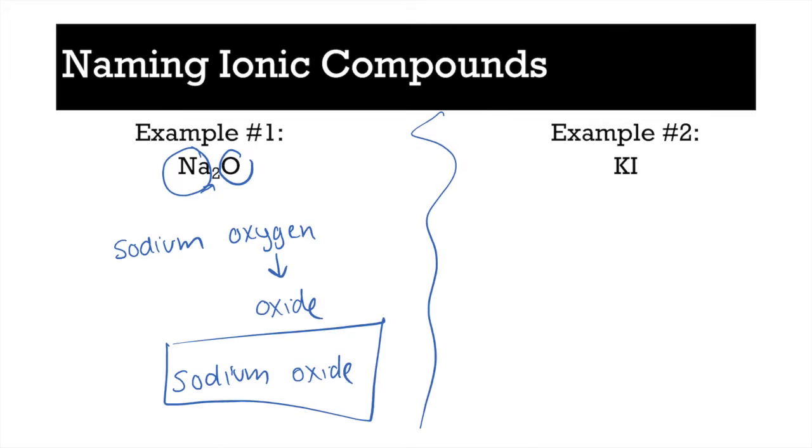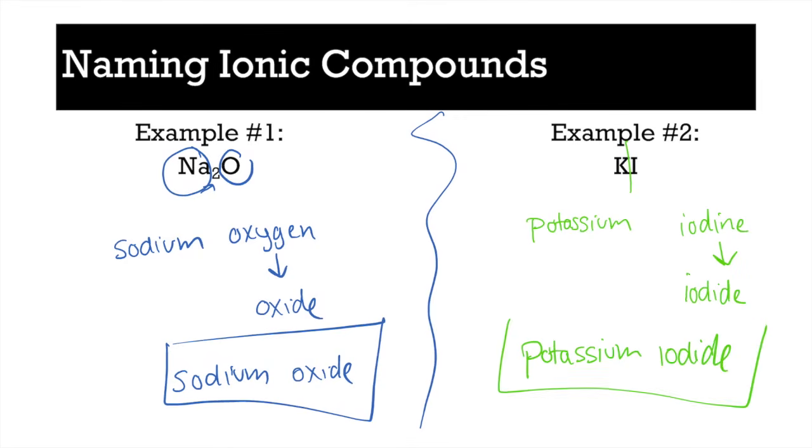So for KI, again, we're going to follow that same pattern. K is potassium, I is iodine. But remember, we have to switch that to its IDE ending. So iodide. And then our name becomes potassium iodide. Just like that.